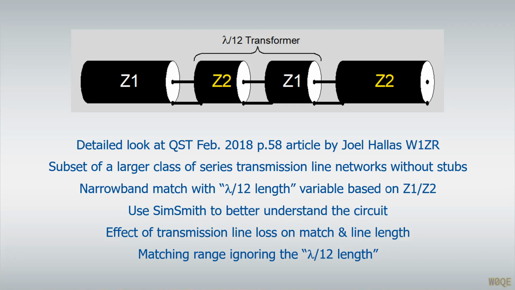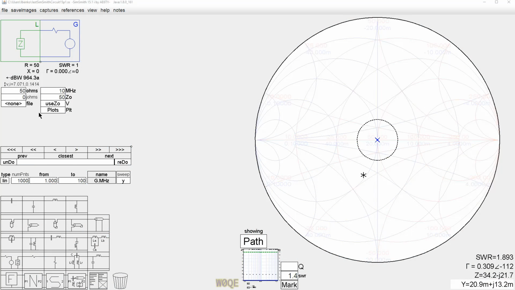We can use SimSmith to understand the circuit better very easily, and we can answer two questions that the author did not address in the original article. The first one would be the effect of loss in the transmission line on the actual lengths we need for the transmission line transformer. The second one would be, if we're going to cut transmission lines to put in this transformer, why do they have to be a 12th wavelength? If we're willing to make them be some other values, what matching range might we be able to accomplish with this transformer? All right, let's start off with a blank SimSmith circuit.